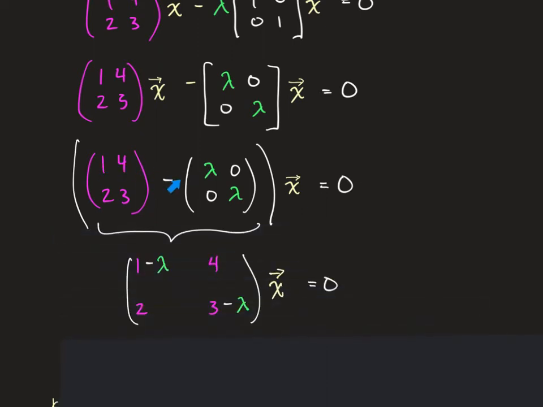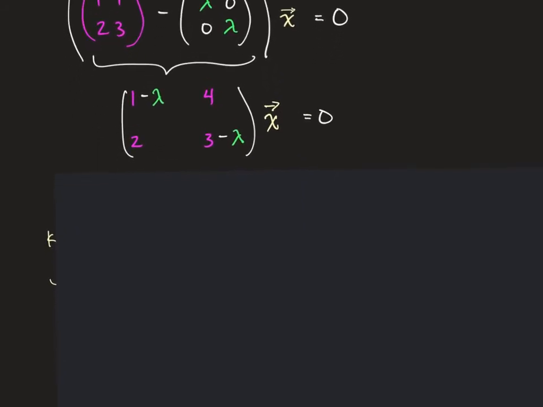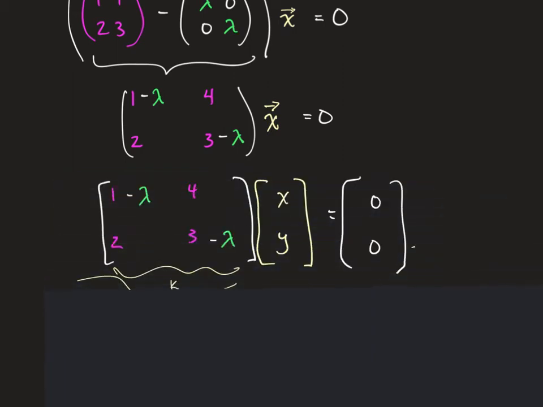1 minus lambda, 4 minus 0 is 4, 2 minus 0 is 2, 3 minus lambda is 3 minus lambda. Now it's looking a lot simpler because we just have a single matrix and the vector is equal to 0. Okay. And just so you know, just like before, this is what we've got. We've got a matrix, a vector, which actually looks like this, and it's perfectly fine to write 0 as the 0 vector of 0, 0.